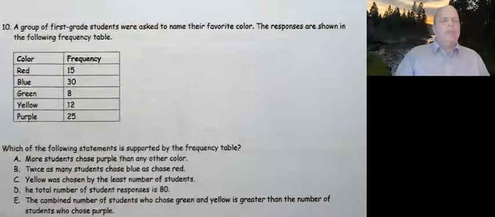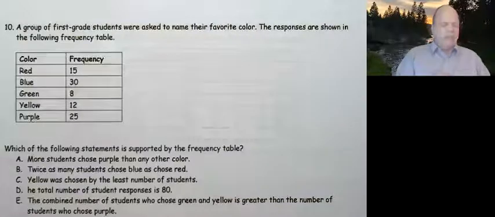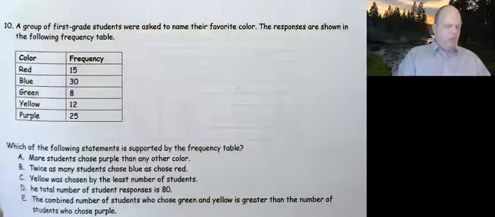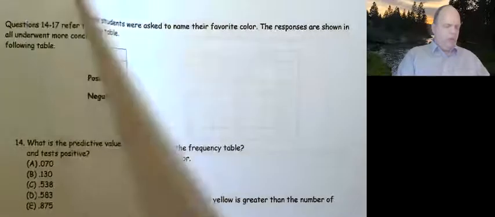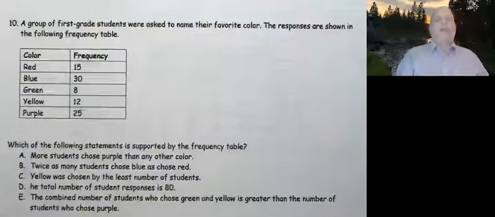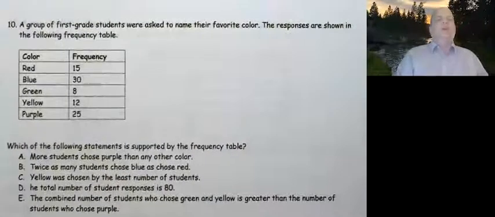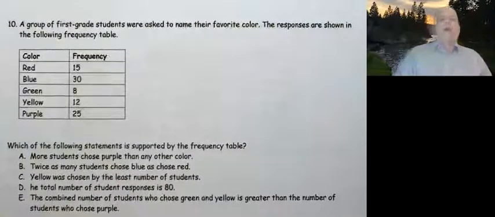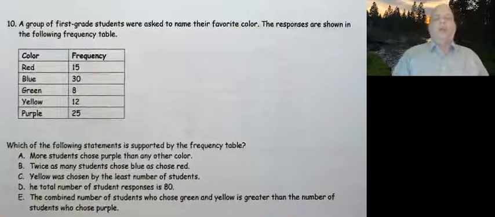This is part 2 of the test review for test 2A. And this part will be working on tables, and we will be working on problems 10 all the way through problem 18. So problems 10 through 18. So a group of first grade students were asked to name their favorite color.